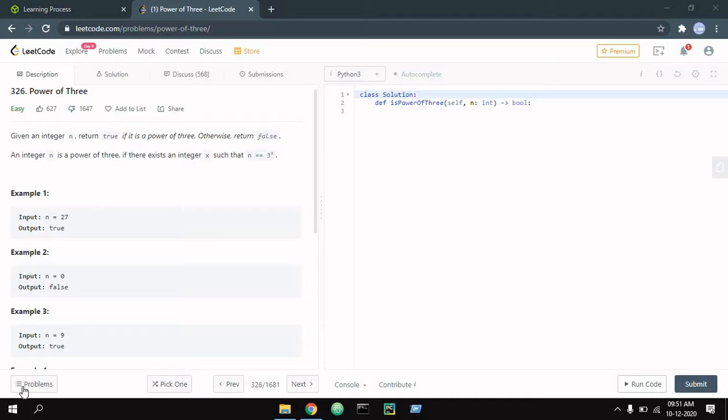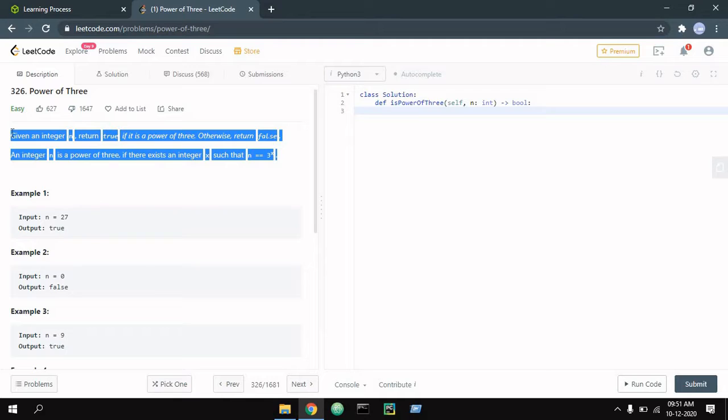Today we are gonna talk about the power of 3. Yes, it's question 326 of LeetCode. It is categorized as an easy question and it is easy. First we will see what this question tells or what is given to us.